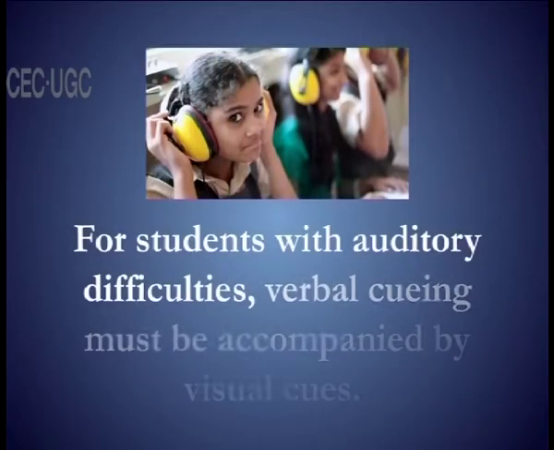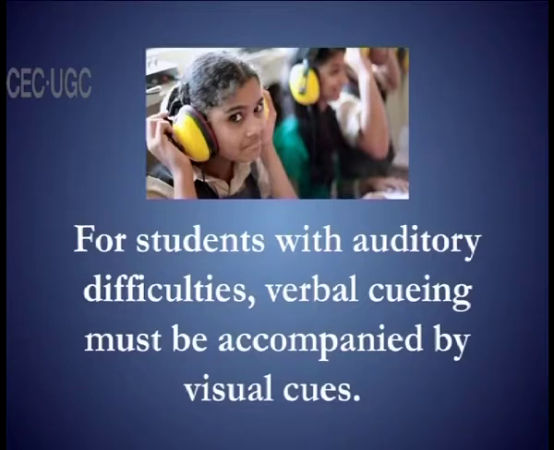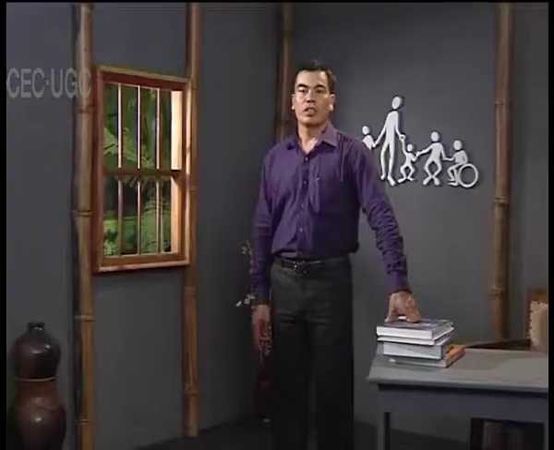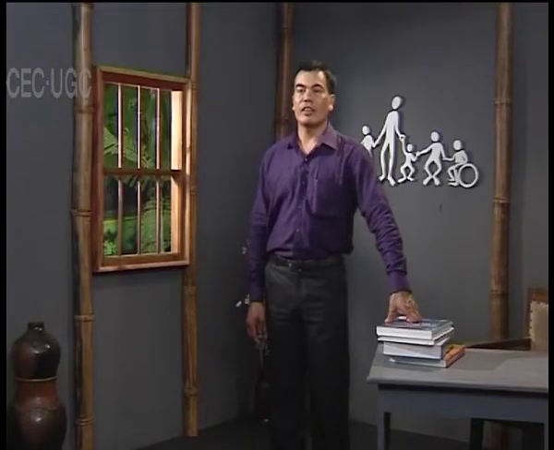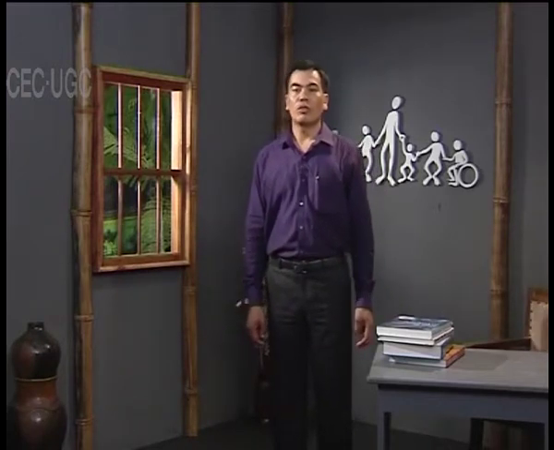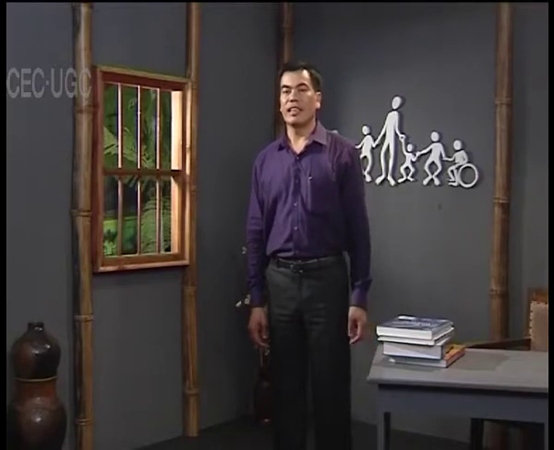For students with auditory difficulties, verbal cueing must be accompanied by visual cues. In these classes, simple hand responses such as beating in time with the tempo of the activity can be easily added.